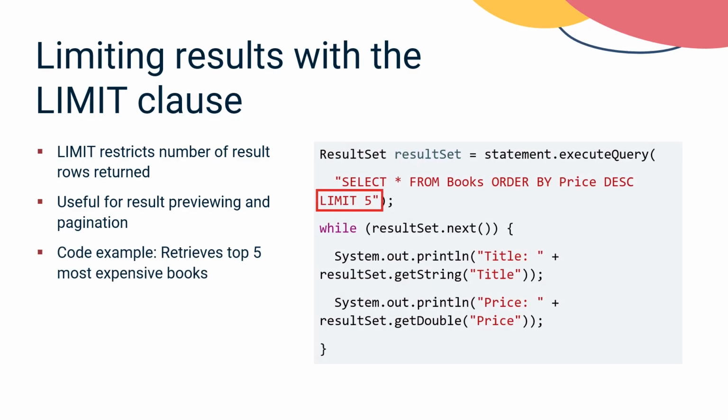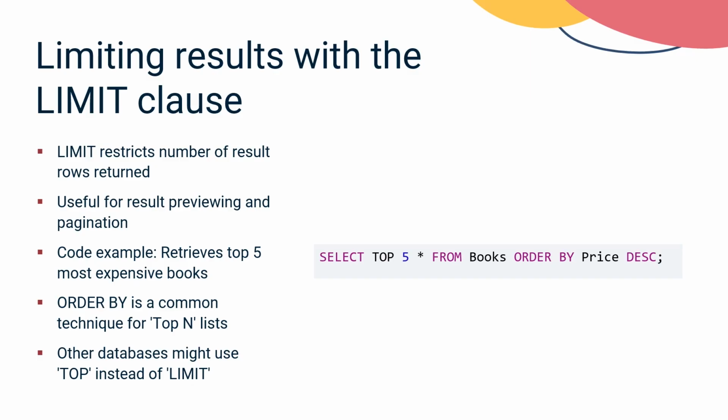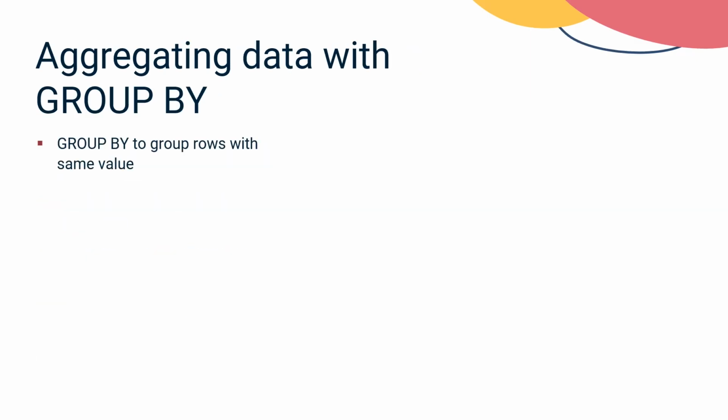In this code, limit 5 restricts the number of rows returned to 5, thereby showing only the top 5 most expensive books. You can use order by with limit to sort and limit results, which is a common technique for creating top-end lists, such as the most expensive products or highest-rated items. In some other database servers, you might use the alternative syntax of top instead of limit, as seen in this example. You can use the group by clause to group rows with the same value in a column and apply aggregate functions such as count, sum, or average.